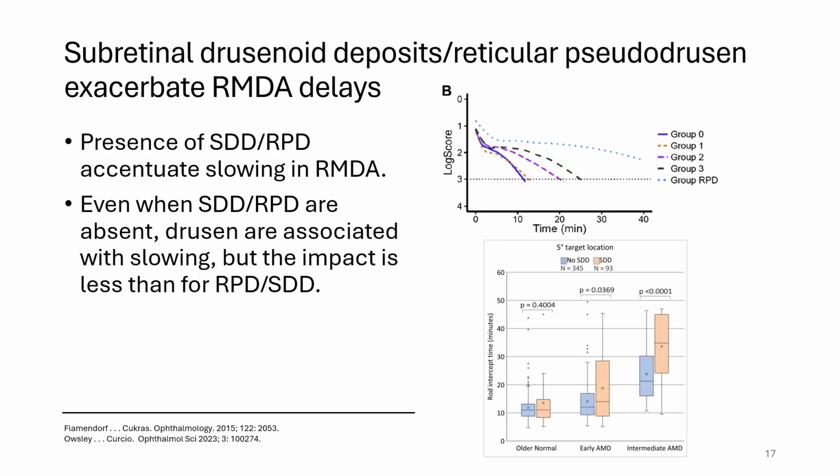Reticular pseudodrusen recently have been referred to as subretinal drusenoid deposits. Both terms are used. RPD or SDD exacerbate dark adaptation delays. This is shown here by Kokkinakis's group, and also below that by our ALSTAR2 study. It is important to point out that even when SDD or RPD are absent, drusen are also associated with dark adaptation delays. The delays due to drusen alone are typically smaller than for eyes with SDD.